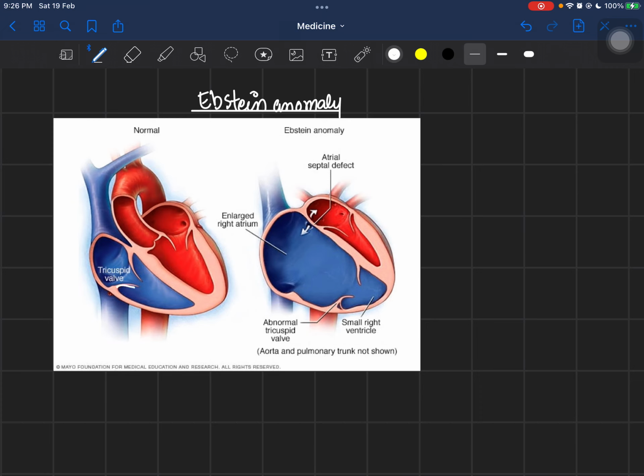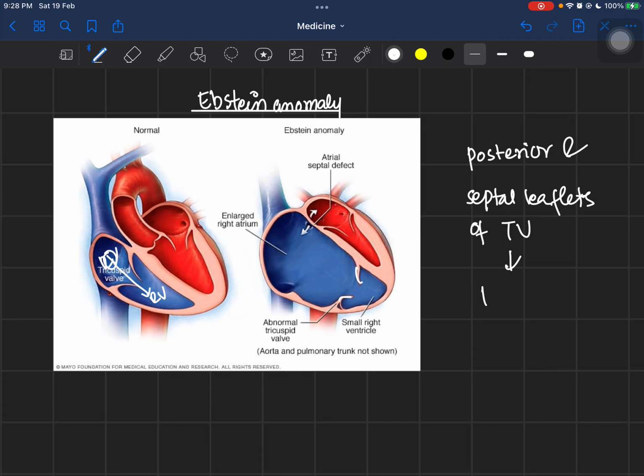So normally we have the tricuspid valve. The tricuspid valve opens during ventricular diastole, so that the blood from the right atrium can go into the right ventricle, right? So that is something that normally happens. But in patients with Ebstein anomaly, the posterior and septal leaflets of the tricuspid valve prolapse.